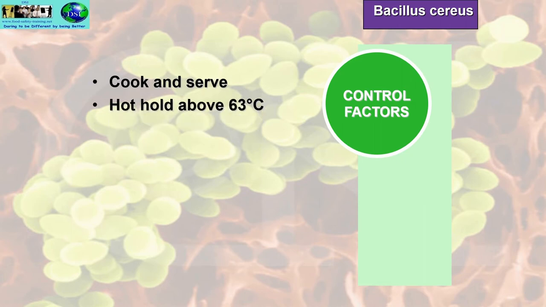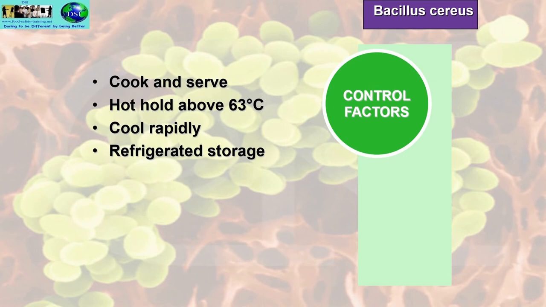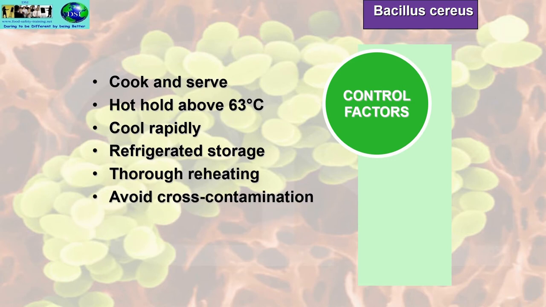Hot hold above 63 degrees C, because you'll find spores won't actually germinate unless they're in the temperature danger zone, around about 37 degrees C. So when we have got rice above 63 degrees C, there's no bacteria present, but there are spores present. Cool rapidly, so it doesn't give time for the spores to germinate. Use refrigerator storage. Again, spores won't germinate in a fridge. And thorough reheating before service. Reheating to 75 degrees C is fine. Avoid cross-contamination. And have good cleaning and disinfection schedules, including clean as you go.